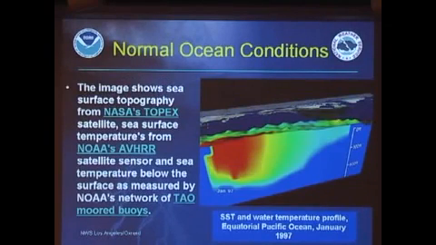This is an image of what the sea surface temperature and temperature of the ocean under the surface looks like under normal conditions. Basically, in the western equatorial Pacific out near Indonesia and Australia, you have much warmer sea surface temperatures. And as you go further east along the equator toward South America, you'll have much cooler temperatures. This is a normal scenario.